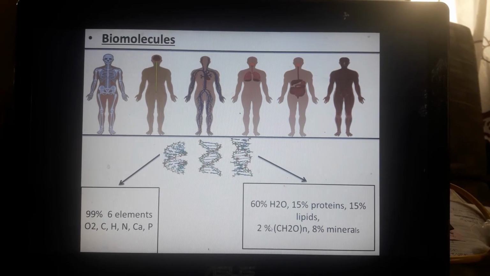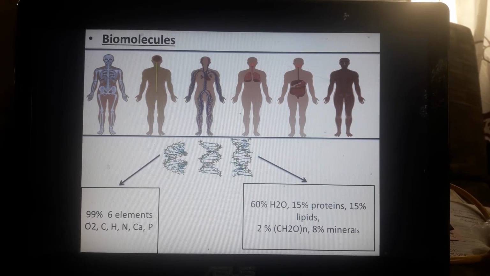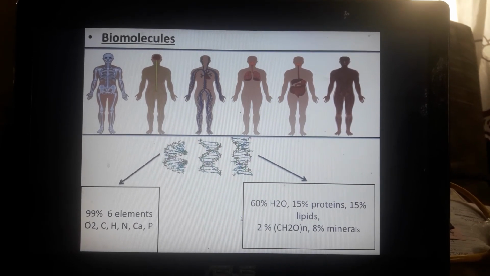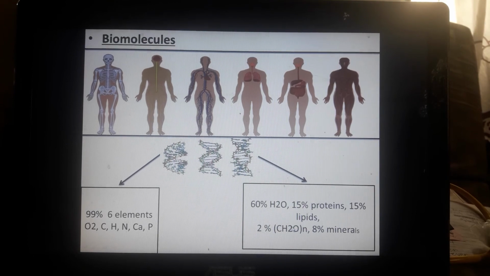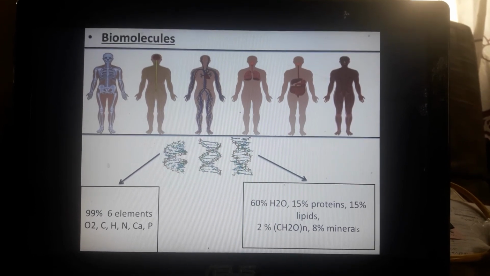Why 2% carbohydrates? Because carbohydrates are utilized as energy in our body. We eat rice, we eat a lot of carbohydrates that enter our body. They are utilized and metabolized, and energy is generated. That's why it is only 2% for carbohydrates. This is the general structure of carbohydrates.